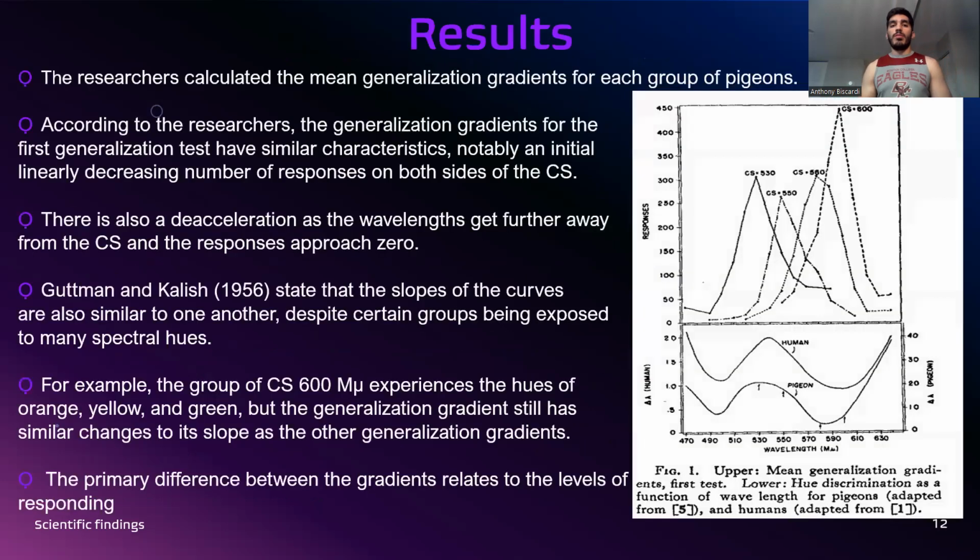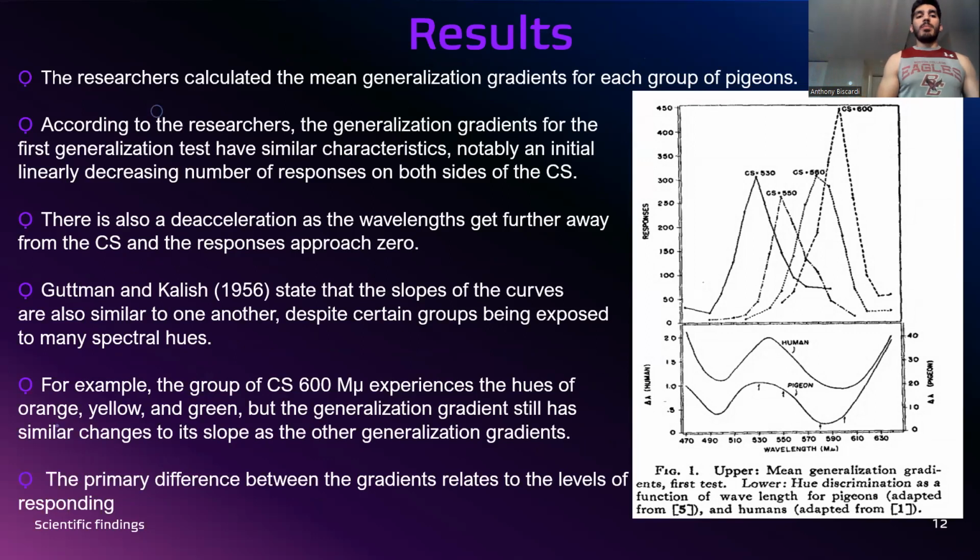So these are the results from the mean generalization gradients from the first generalization test. If you remember, there were two. The figure that I'm going to talk about here is the whole figure. I'm just going to talk about the graph on the top to start with. The graph on the bottom they took from another article; they got information from another article to have that.